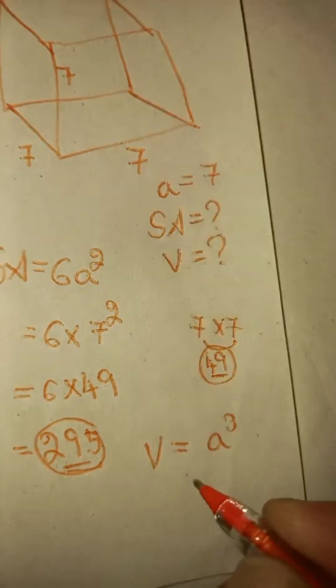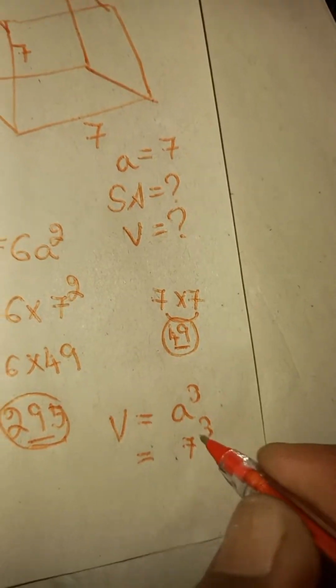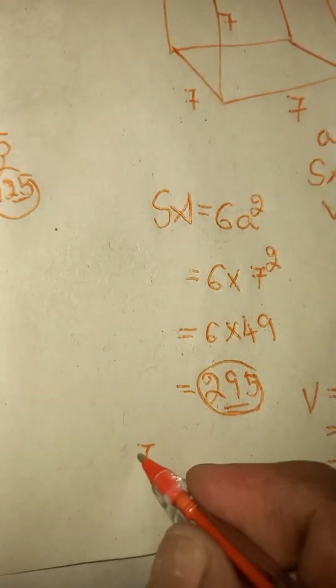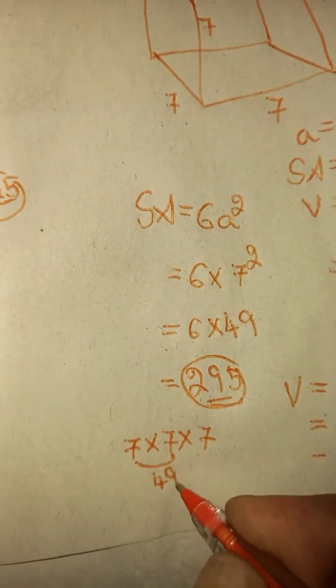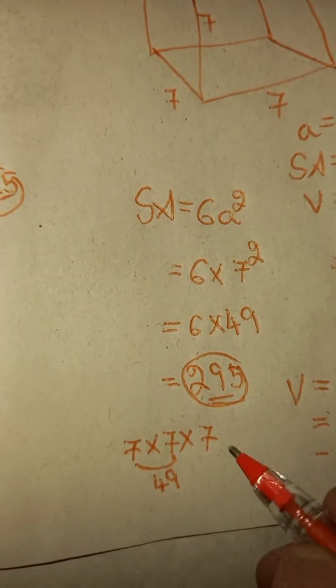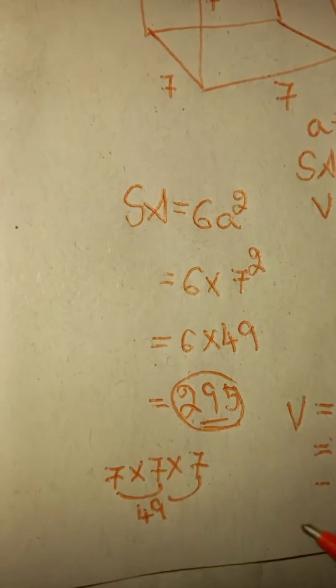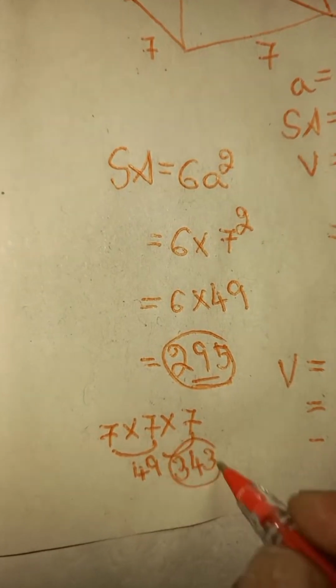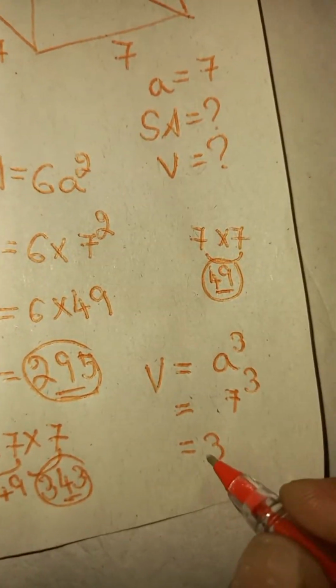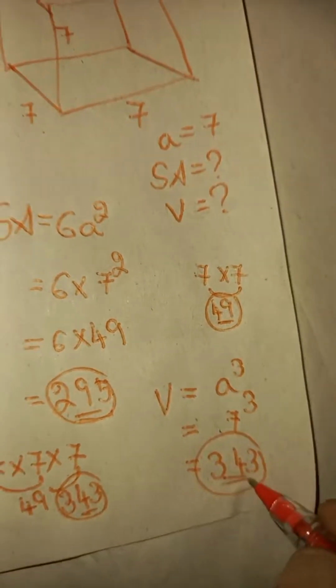You can take the volume of the cube as a cube, that is going to become 7 cube. 7 cube you can write as 7 times 7 times 7. 7 times 7 is 49. 49 times 7 becomes 343. 343 is the volume of this cube, 343 cubic units.